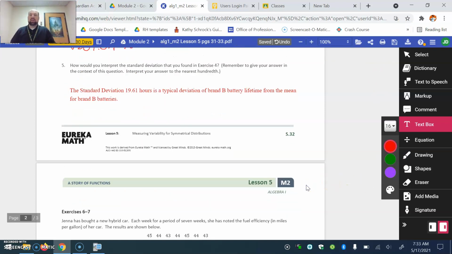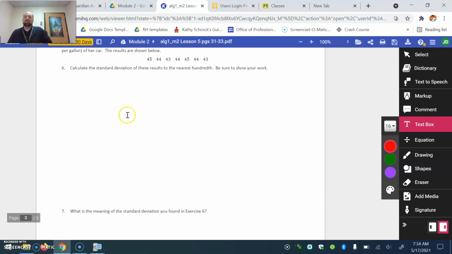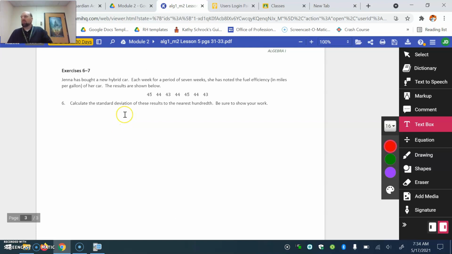All right. So over on the next page is another exercise of doing this on your own. Jenna has bought a new hybrid car. So you need to calculate the standard deviation for these results. First thing you got to do is find the mean, then find the deviations from the mean, then do all the calculations. I'm going to pause the recording. When we come back, I'm going to have all the information done and we'll compare our answers. So you need to try this on your own.